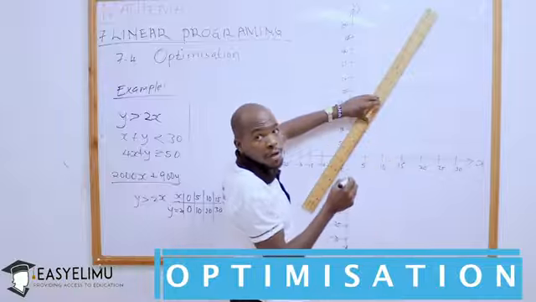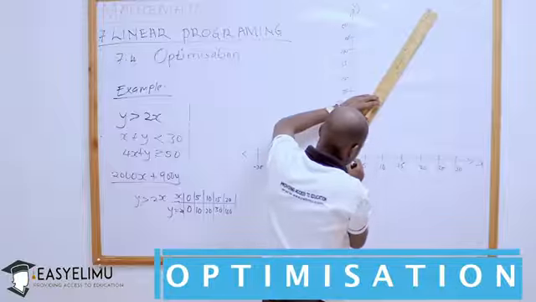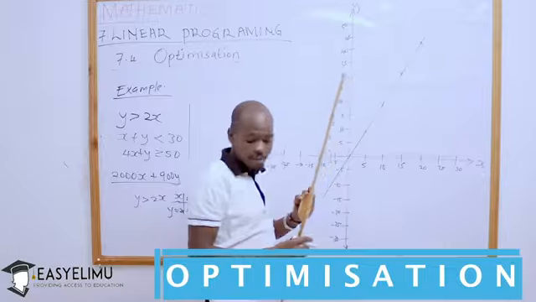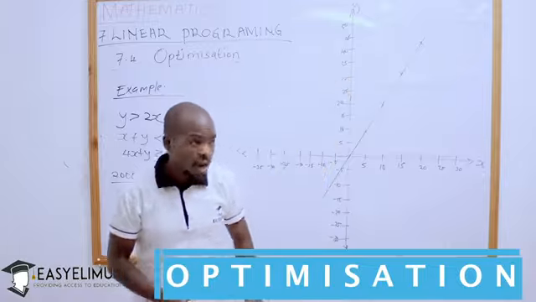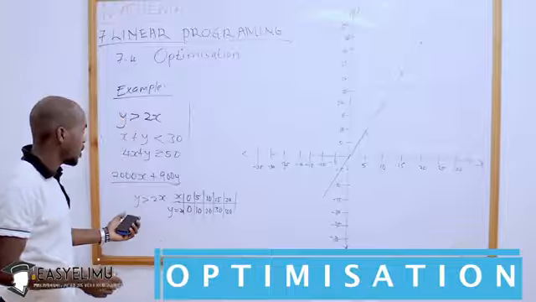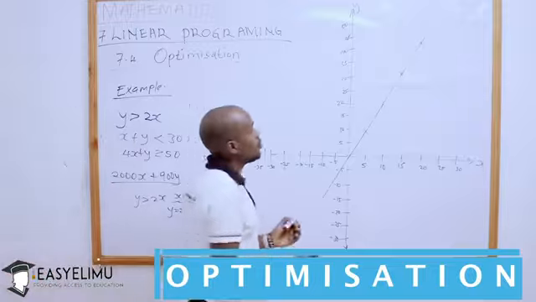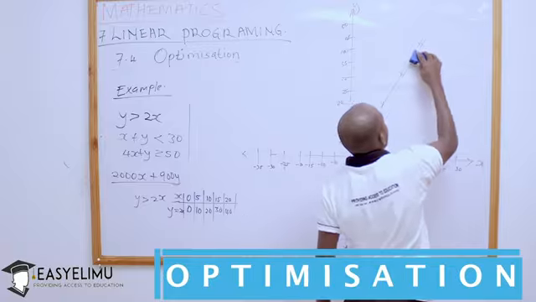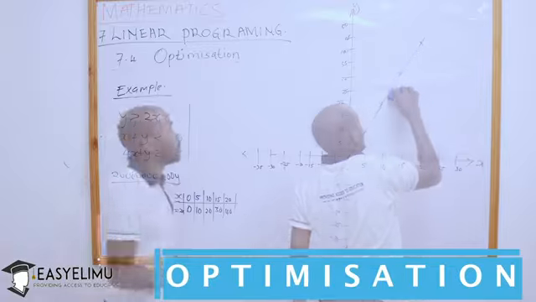If I join the dots now, we shall find that it's a straight line passing through the origin. And remember we said we are drawing a line of y greater than 2x, meaning that the line should be dotted, not continuous. So I will make my line dotted for y equals 2x.